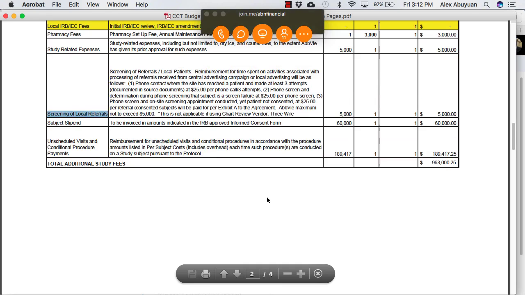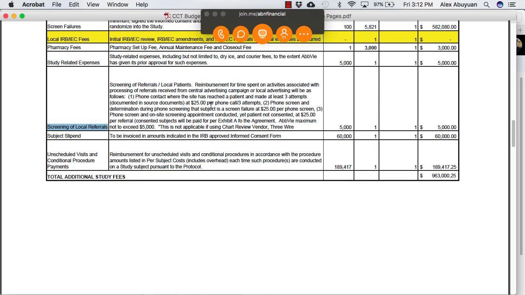So what this means is when you first go into your database, you're going to pull your own patients. Most companies also have what they call a central campaign, where they're advertising on a national level. And if that call comes in and your site is where that patient lives, now you get paid for screening a local referral. So the sponsor just brought you a new patient so you can enroll, and then you obviously get paid for that as well.